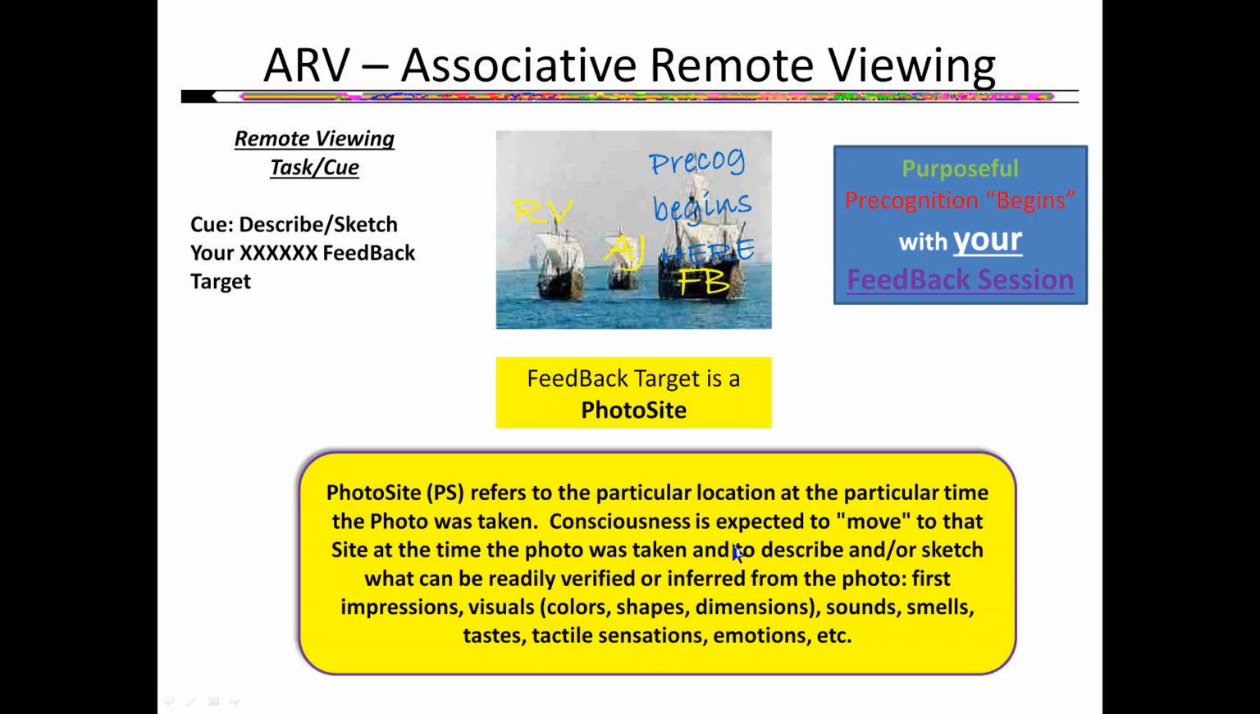So that's our target. Your consciousness moves to where the photo was taken, but the task associated with the word photo site is to describe and sketch what can be readily verified or inferred. And that's so the judge is able to make a determination between two possible photo sites. Only one will end up being the target that you see. And of course, that's the remote viewer's job, to describe and sketch what he sees. That's really ARV.